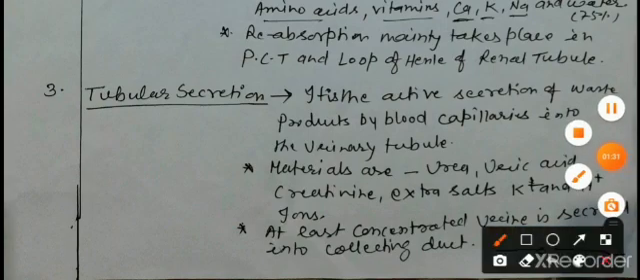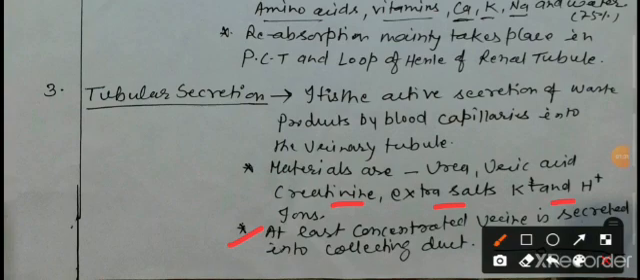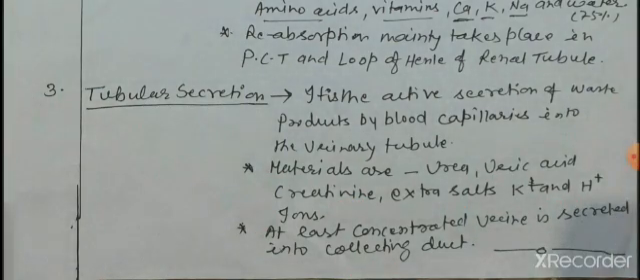At last, concentrated urine is secreted into collecting duct. From collecting duct, that is transported into ureters and from ureters into urethra. Here is the figure of nephron.